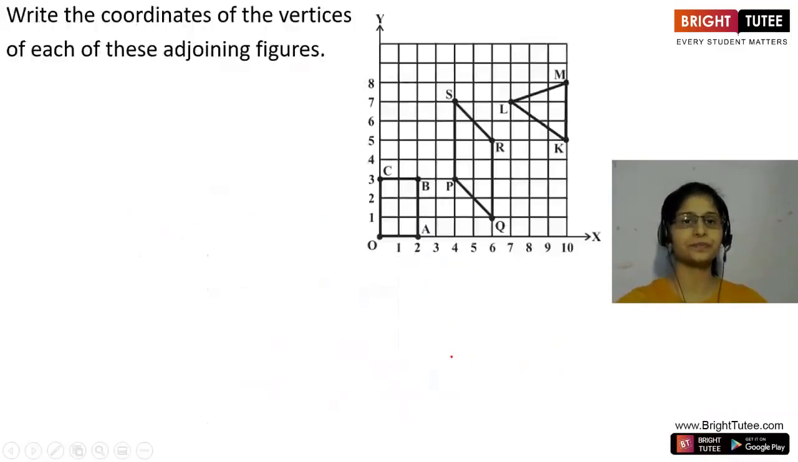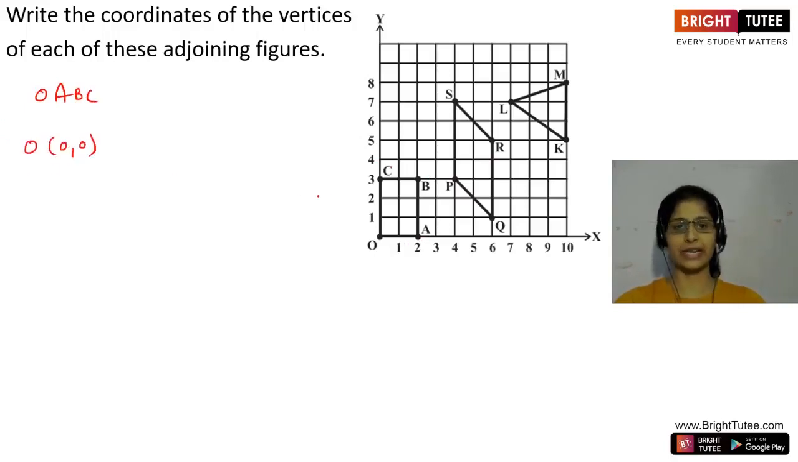Okay. Moving to the next question, here write the coordinates of the vertices of each of the adjoining figures. So let's see the first one, OABC. So I'm writing OABC coordinates. O coordinates are 0, 0. That is known as origin. The x and y are 0 there. A here is x is 2 and y is 0. So A is 2, 0.